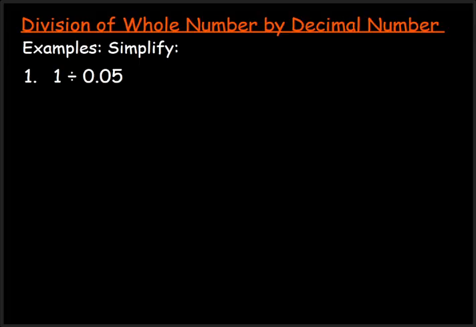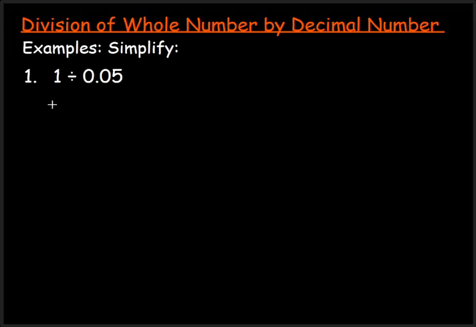So we are almost ending our division journey. I think this is the second to the last video on division. For today we'll be looking at division of whole numbers by decimal numbers. Division of a whole number by a decimal number. The first question is: simplify 1 divided by 0.05.